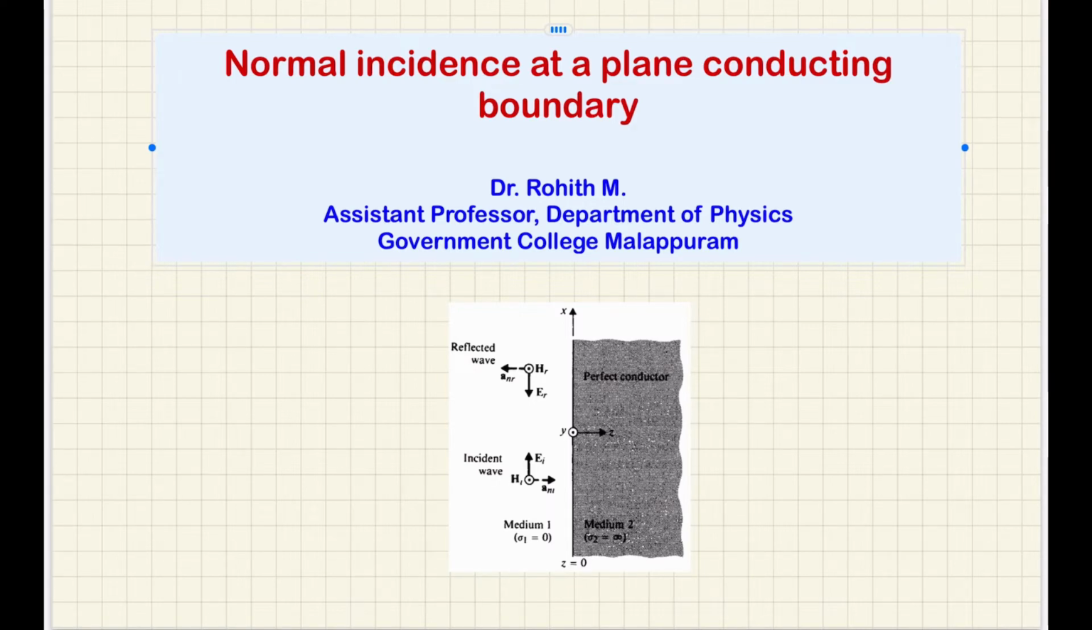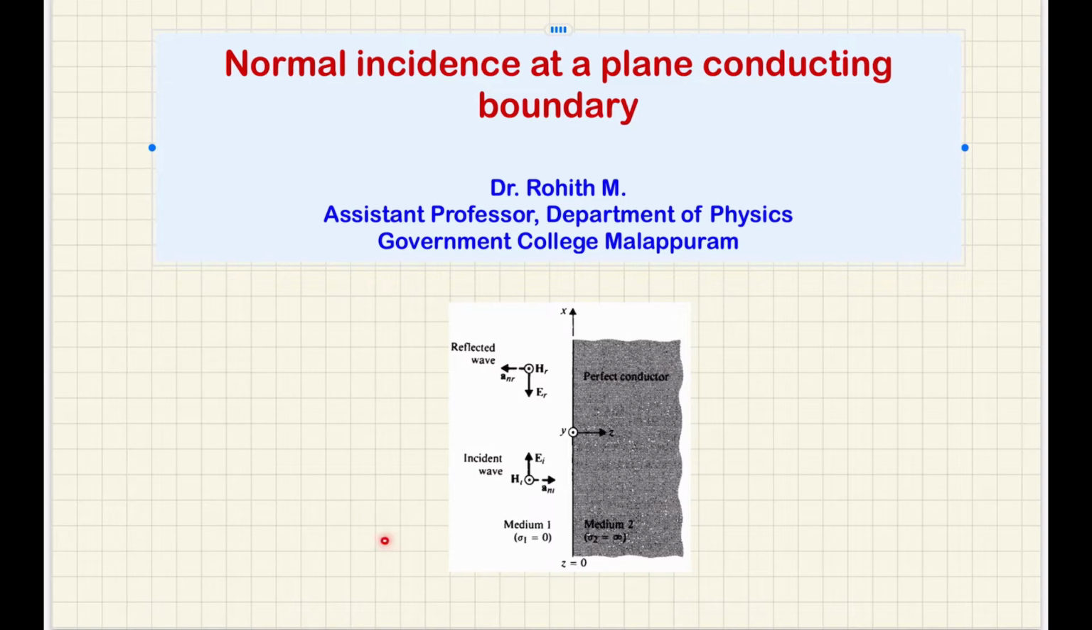In the previous lecture we discussed the normal incidence at a dielectric boundary, and as a special case we discussed what happens when the second medium is a conducting medium, a perfect conductor. Here we discuss the same case in a detailed manner.